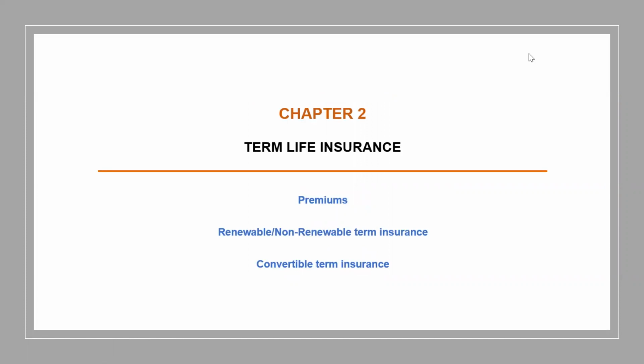Hi, this is Chapter 2, Part 2. In this chapter, we'll learn more about term life insurance, how premiums are calculated, what renewable means, and finally, why convertibility is such an important feature.